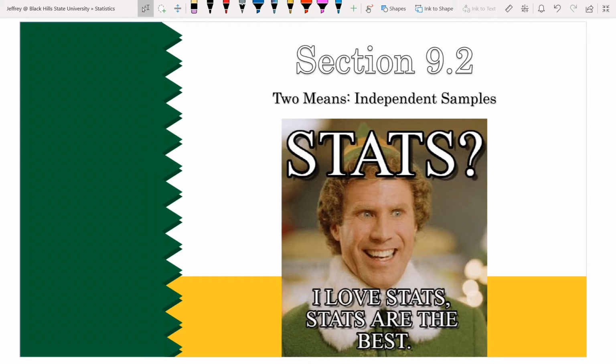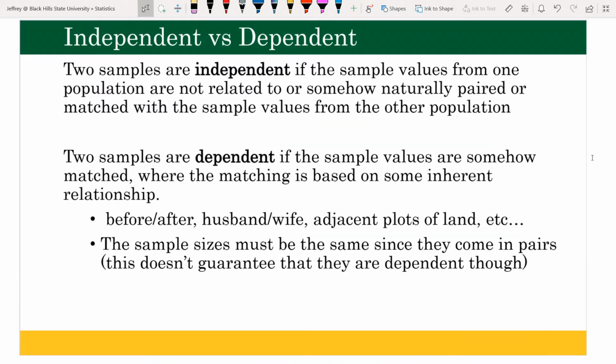Hello again. Today we're going to do both the confidence interval and conduct a hypothesis test for testing two means with independent samples. And more specifically, we're going to be looking at the cases where sigma is unknown. Last time we looked at independent versus dependent events.